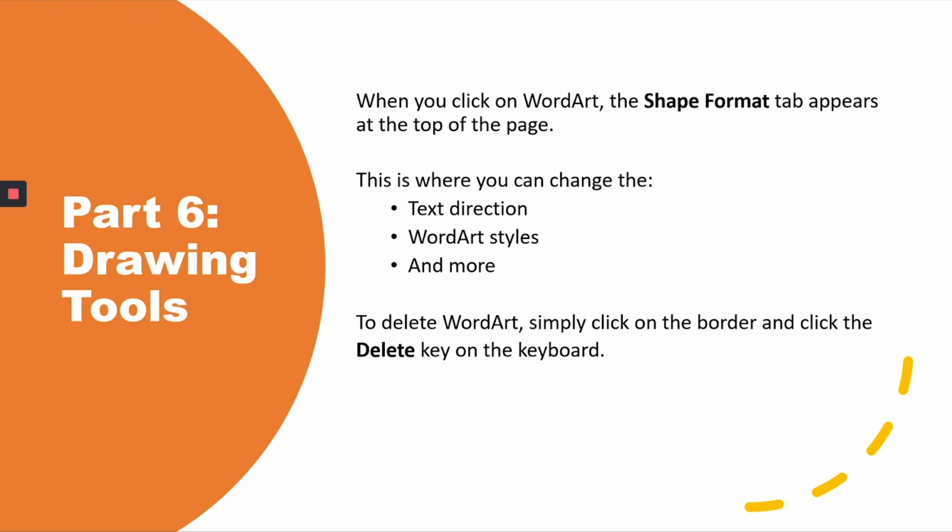When you click on word art, the Shape Format tab appears at the top of the page. This is where you can change the text direction, word art styles, and more. To delete word art, simply click on the border and click the Delete key on the keyboard.